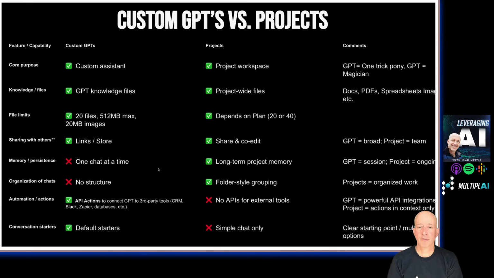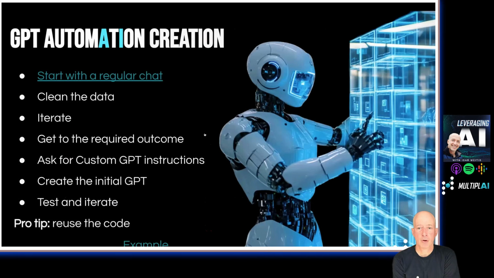Now, I want to give you a few more hints on how to create these automations, whether you're creating them in projects or in a custom GPT. I always start with a regular chat. I don't actually start trying to figure out what needs to be the instructions. I bring it the data. So every time I create an automation, there's really three components, right? There's the input, the process, and the output. So I need to have a clear understanding of what the input is. So I bring it the input, I clean the data in the input.